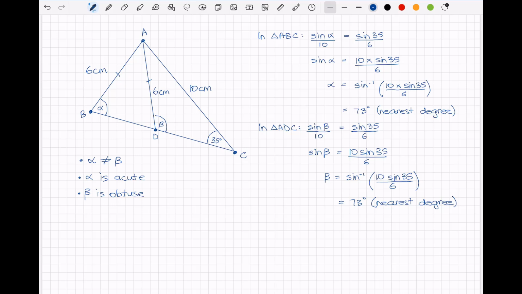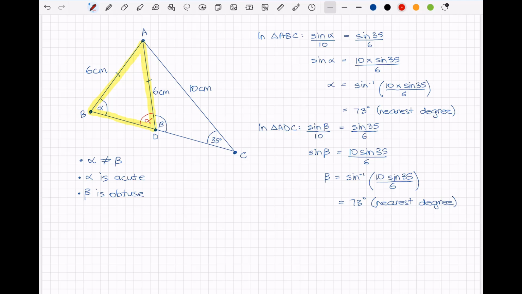And what we can do at this point is come back to triangle ABD, maybe I'll highlight that. Triangle ABD, I noted earlier, was isosceles, because two of the sides are equal, being a length of 6. So what that means is angle ADB must also be equal to alpha, because the base angles of an isosceles triangle are equal.